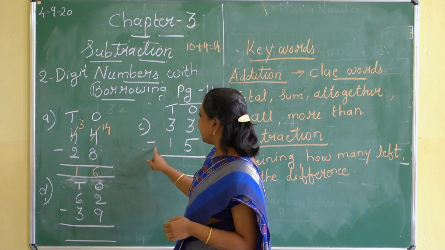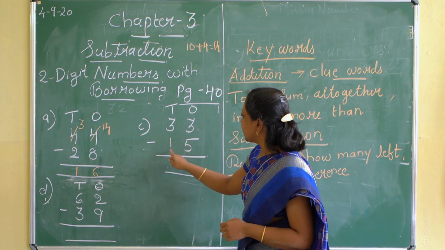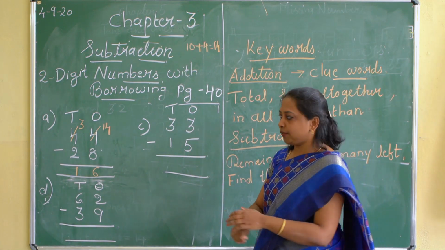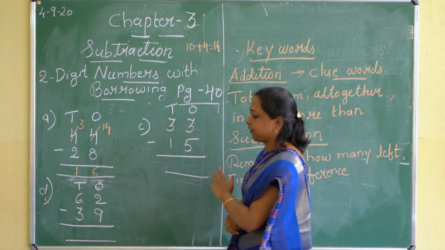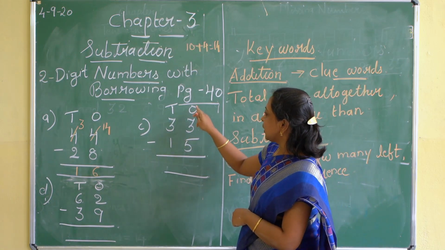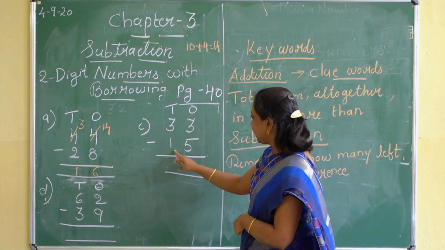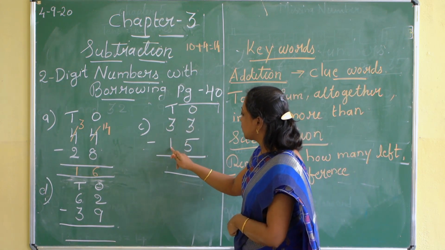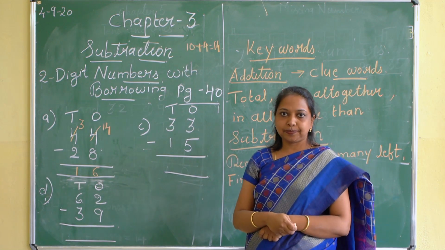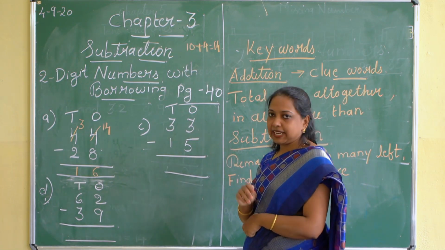Let's solve C. 33 minus 15. First of all, you have to arrange 33 and 15 according to the place value. In 33, this 3 is in the ones place and this 3 is in the tens place. And in 15, 5 is in the ones place and this 1 is in the tens place. Okay. Now, start from the ones place.